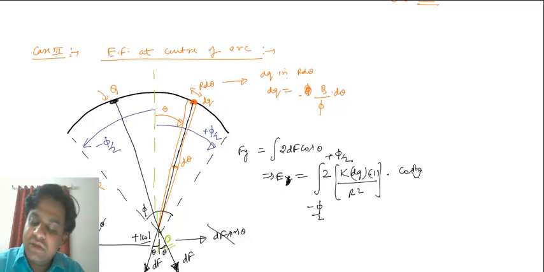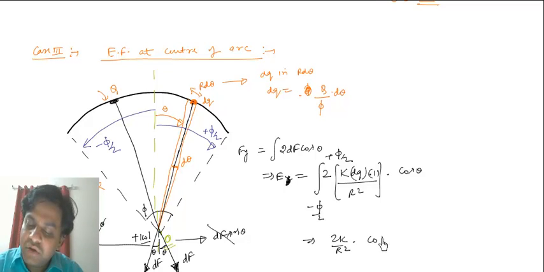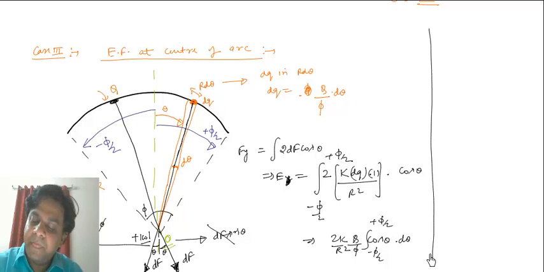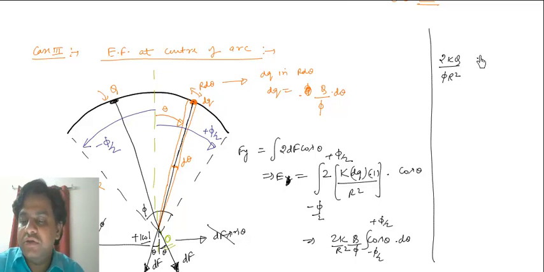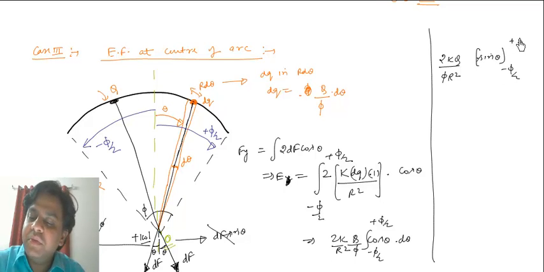Now what I have to do is simply put the value of dq and then integrate the expression. So here 2k by r square is constant, cos theta into dq, which is q by phi, into d theta, from -phi/2 to +phi/2. So 2kq by phi r square. The integration of cos theta will be sin theta from -phi/2 to +phi/2.